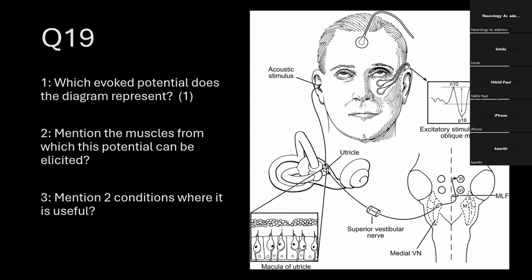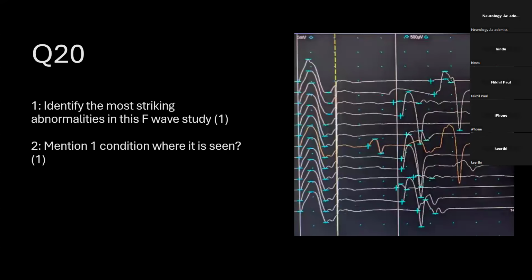Next question. Identify the most striking abnormality in this F-wave study. Mention one condition where it is seen.